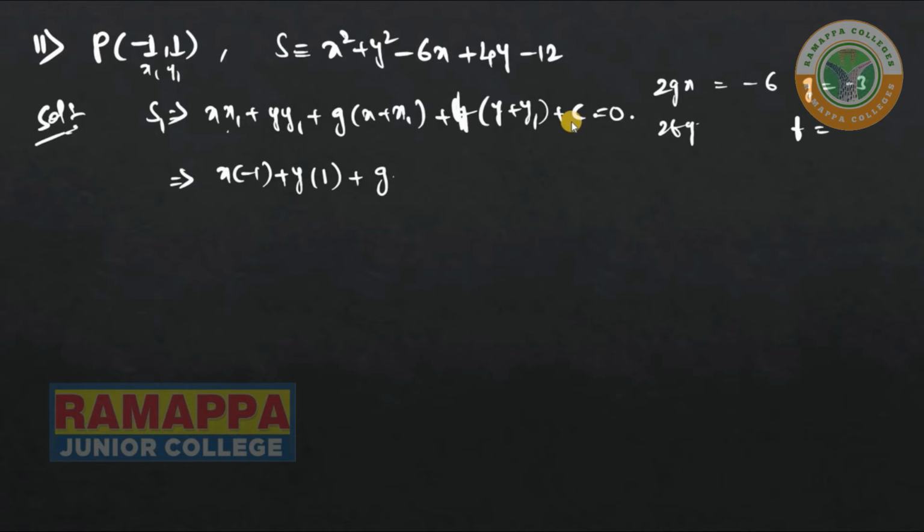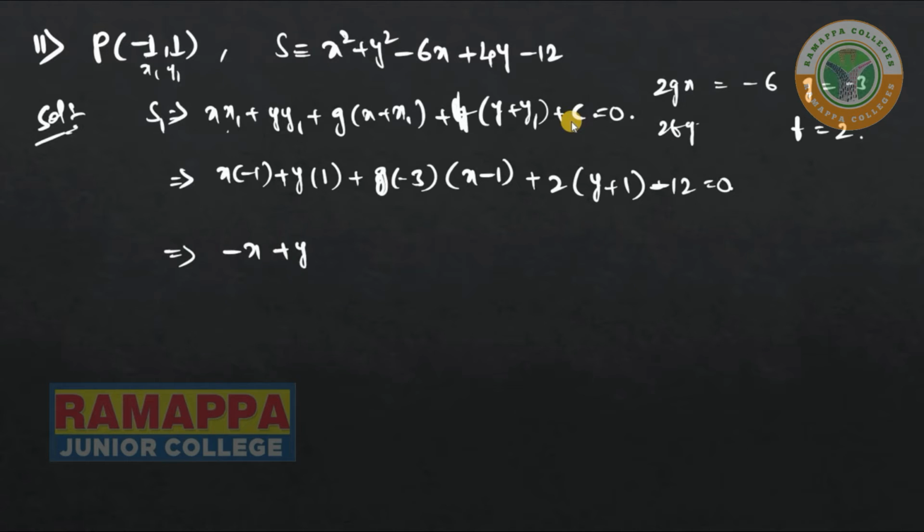Here the value is the only thing that changes. So we have to substitute minus 1 comma 1 here. Here f is equal to 2, so this is minus 3, and x minus x1, x minus 1 means this is minus 1, plus 2 into y plus 1 minus 12 is equal to 0 here. So from this we'll get minus x plus y and minus 3.